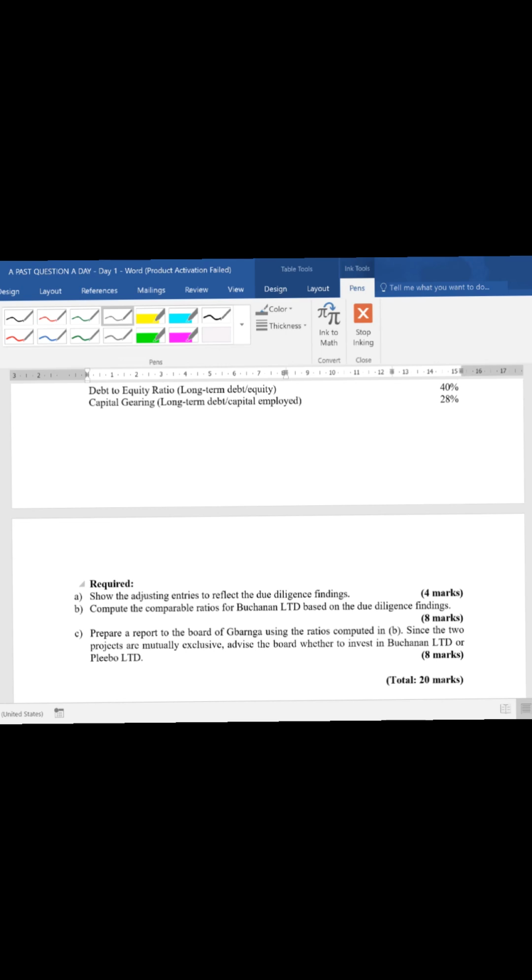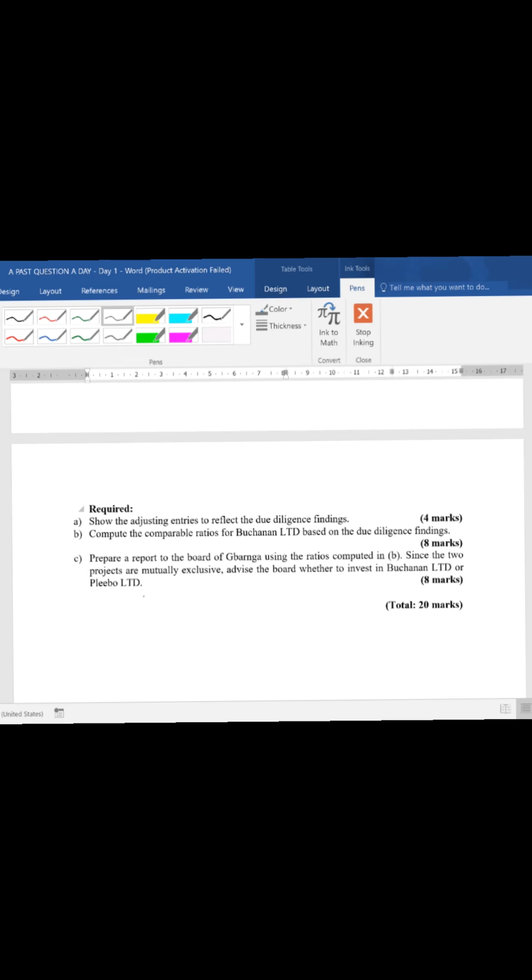Required. A, show the adjusting entries to reflect the due diligence findings. That's the first one, going for 4 marks. And the second one, B, compute the comparable ratios of Buchanan Limited based on the due diligence findings. What it means is that we have to incorporate the due diligence findings. We may have to redraft the income statement and balance sheet again before we go ahead to compute the relevant ratios. C, prepare a report to the board of Gbana Limited using the ratios computed in B. Since the two projects are mutually exclusive, advise the board whether to invest in Buchanan Limited or Plido Limited.